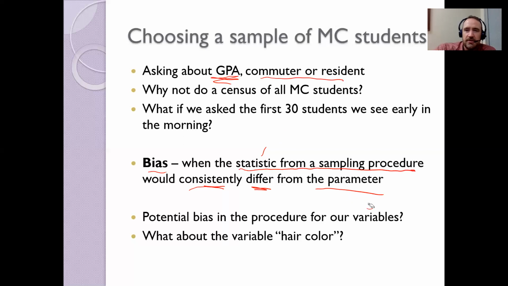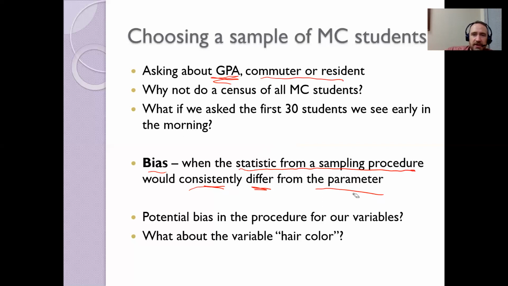Or in the case of commuter or resident on campus, we might have a true proportion of commuters like 0.7, but if early in the morning, over and over again, we did samples, we might find 0.85 or 0.9 or something like that. So it might be biased, because that statistic from the sampling, if we tried that sample over and over again, would actually be different from the true parameter. So that's what bias means.